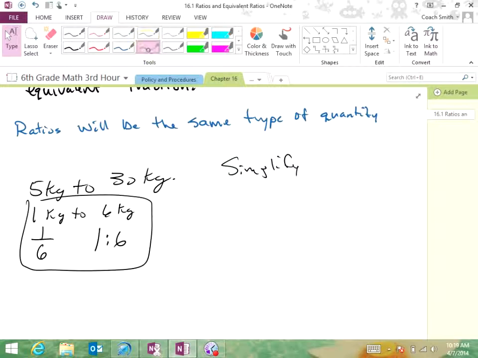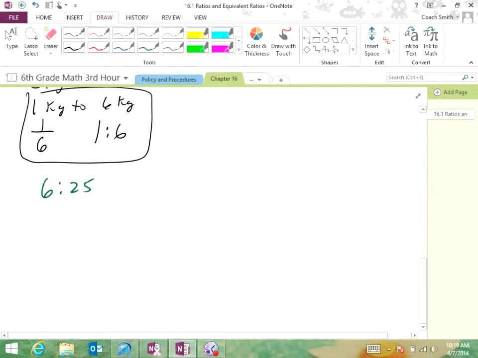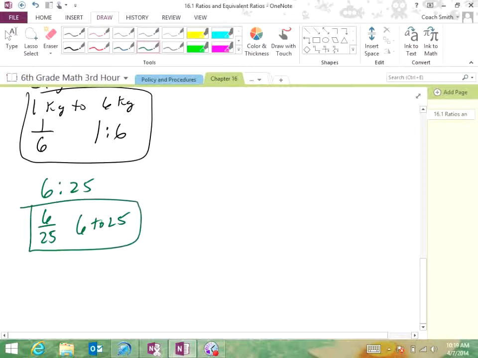Now, if we look at this ratio, 6 to 25. Can you simplify or reduce 6 to 25? No. So the other two ways then would be 6 over 25 and 6 to 25. That would be your two answers. So do this one here.